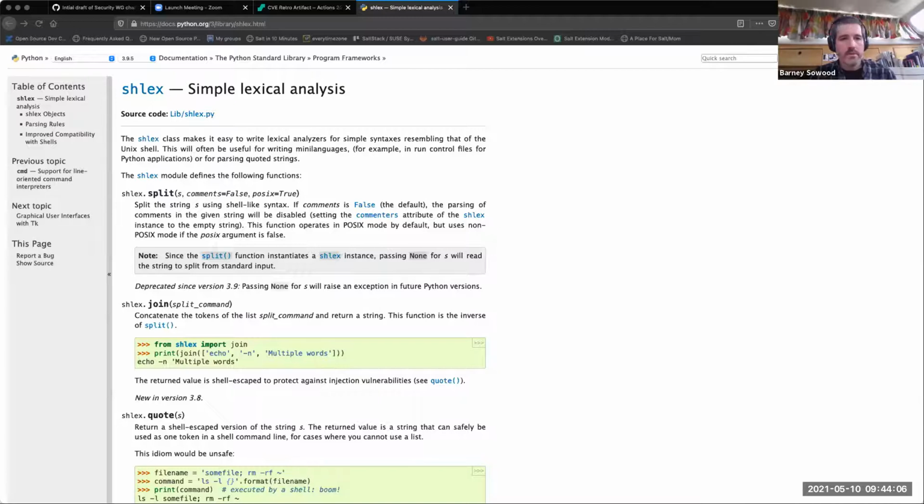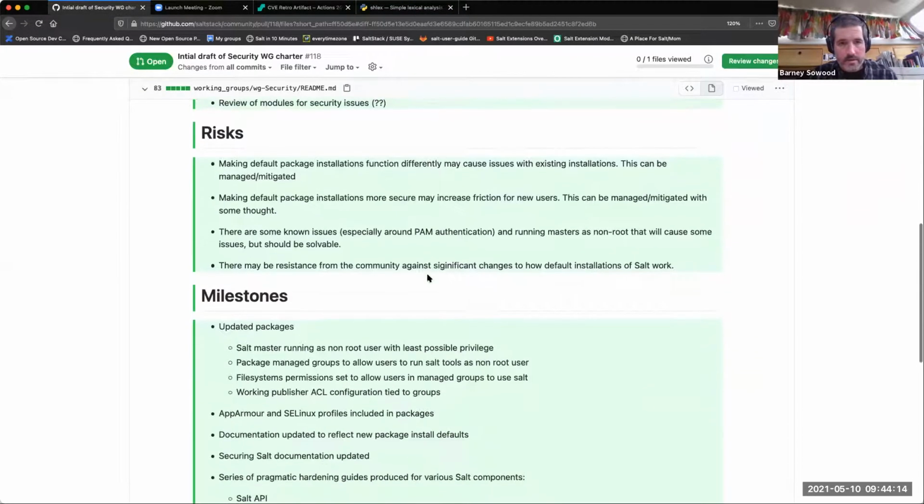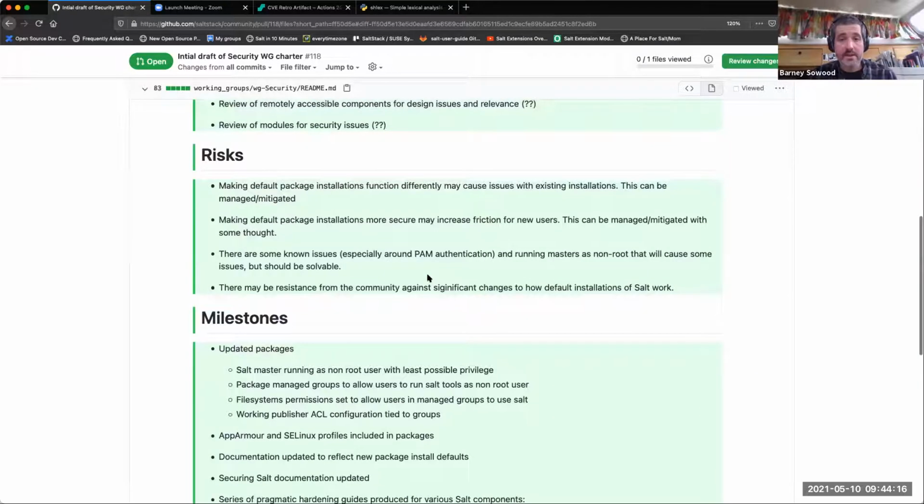Cool. Should we just finish off going through the rest of the chart then, if that's okay with everyone? So briefly, risks. I think we've discussed some of this.